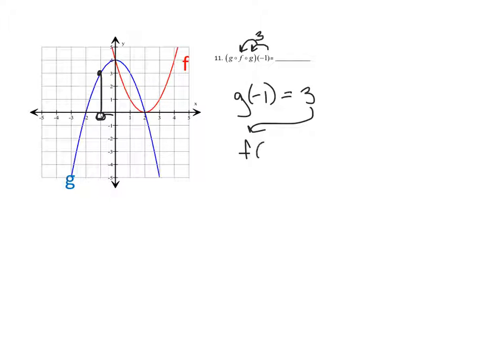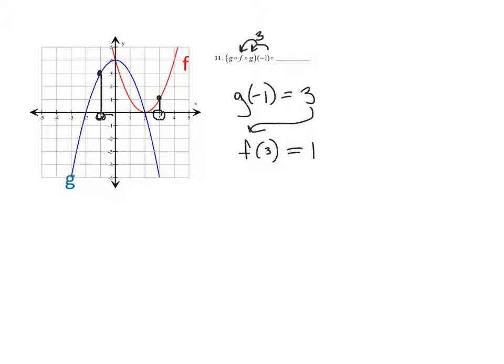So let's find f of 3. Now let's look at it again. We're talking about f, and f is represented by the red graph. In this case, we're going to take our x value to be 3. So let's find it over here. When x equals 3, we have it right here. And let's find the point on the function f, which is the red. So at x equals 3, we get the point right here. Our y value is positive 1. So f of 3 equals 1.